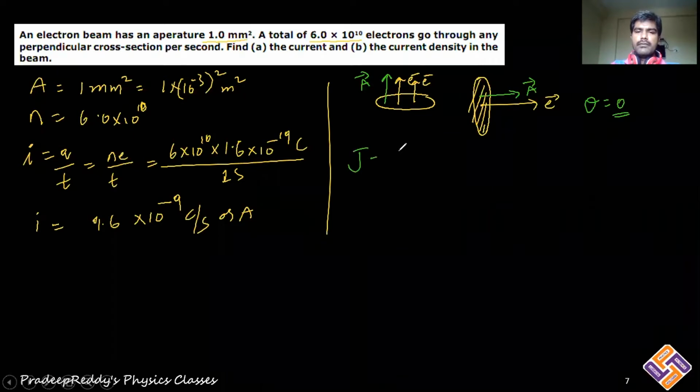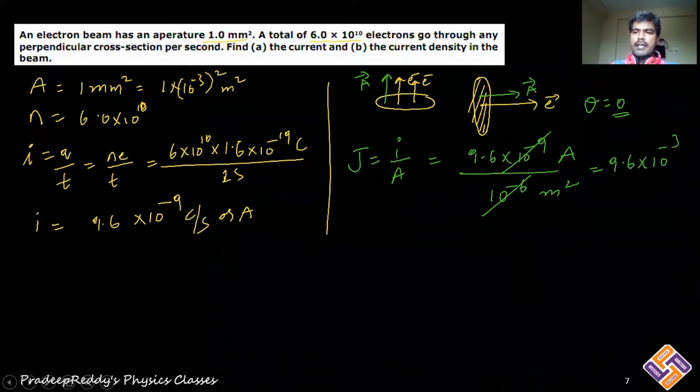Current density J is equal to I by A. Right? So I is the current flowing through, it is 9.6 into 10 power minus 9 divided by the area of cross section, which is 10 power minus 6 meter square, and this is ampere. 10 power minus 6, 10 power minus 6 cancels. It is 9.6 into 10 power minus 3 ampere per meter square. That is the net amount of current density flowing through that particular area of cross section. This is the equation and final value of current density.